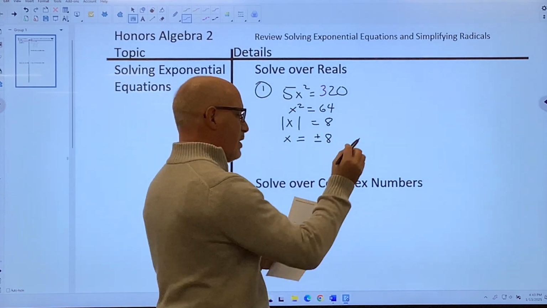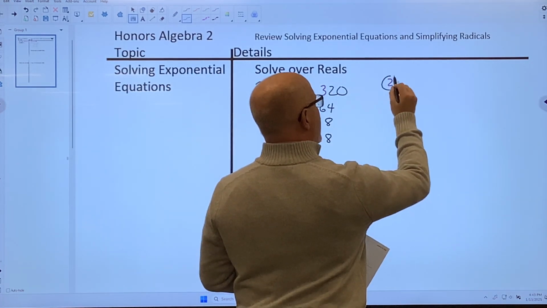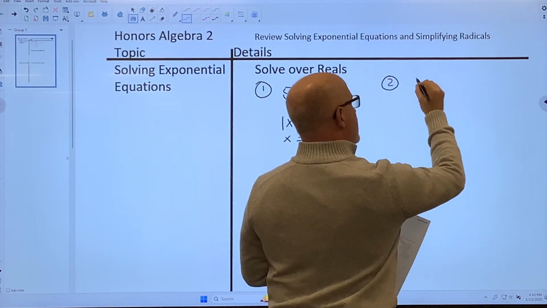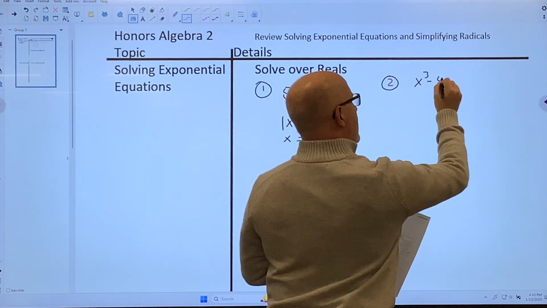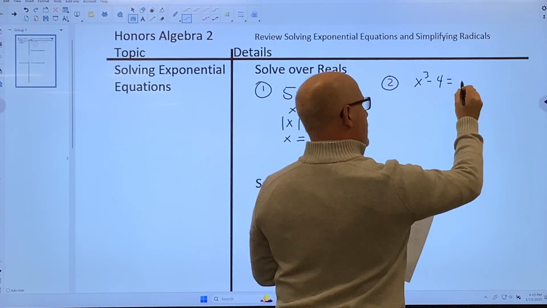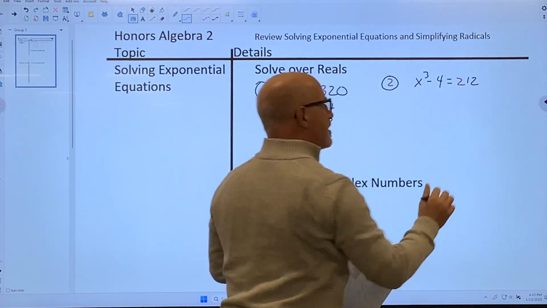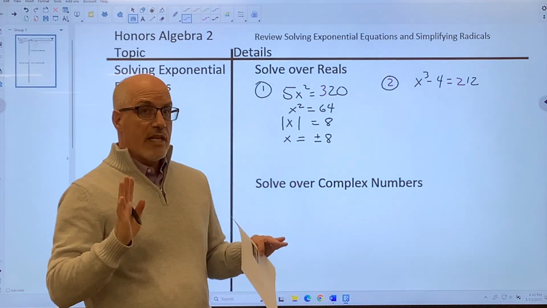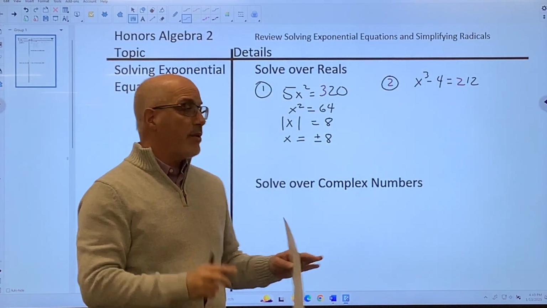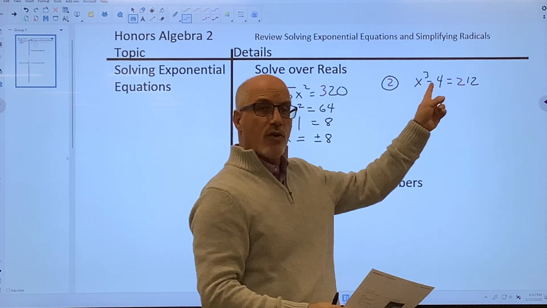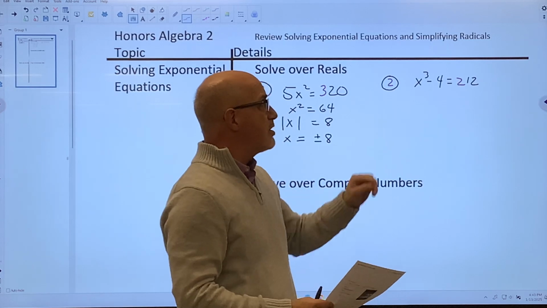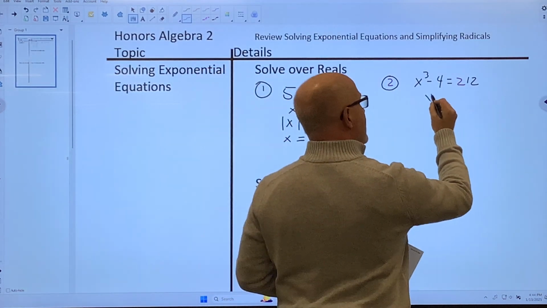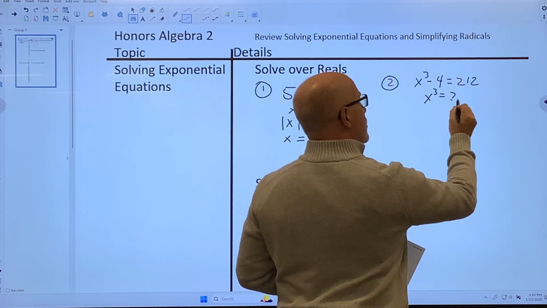Now a second problem we want to do, we're going to do this over reals. For this one, we have x cubed minus 4 equals 212. We're going to solve this over reals, and later we'll solve it over complex numbers. Later we'll look at how you can get multiple answers. In fact, you'll get 3 answers when you do it over complex numbers. But here, if we just do it over the reals, we can add 4 to both sides. So you get x cubed equal to 216.